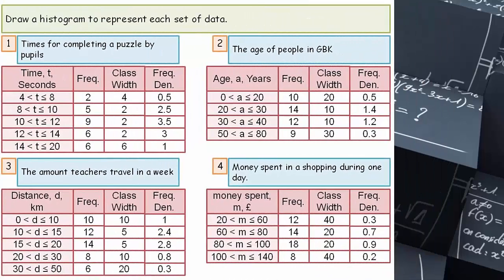Here are some examples for you to try. Pause the video and have a go. You need to calculate the class width and the frequency density for all examples and draw the bar chart to represent it. While you are completing these questions, think about what difficulties students would have.